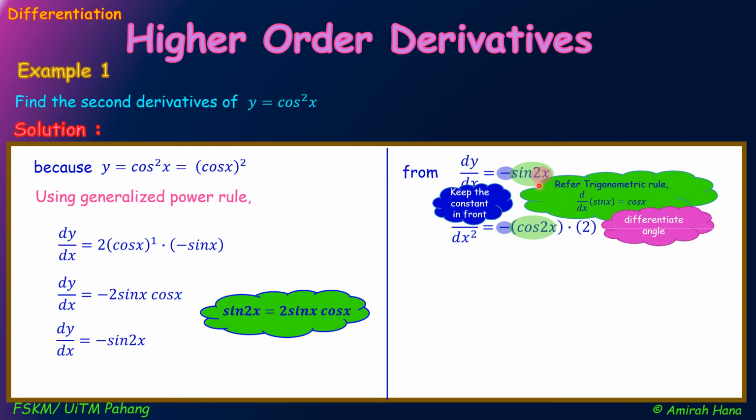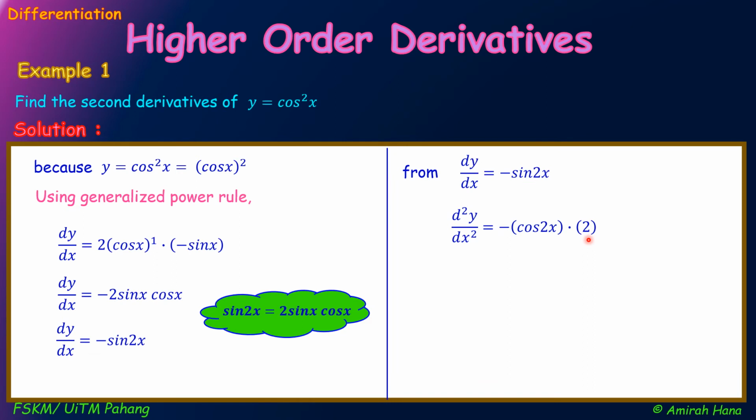But after that, we need to differentiate 2x. We differentiate the angle. The angle now is 2x, so when we differentiate 2x, it becomes 2. Alright? And then we can rearrange. So we have d2y over dx2 equals negative 2 cos 2x. So this is the second derivative of y equals cos squared x. The answer is d2y over dx2 equals negative 2 cos 2x. Right? So this is the final answer.